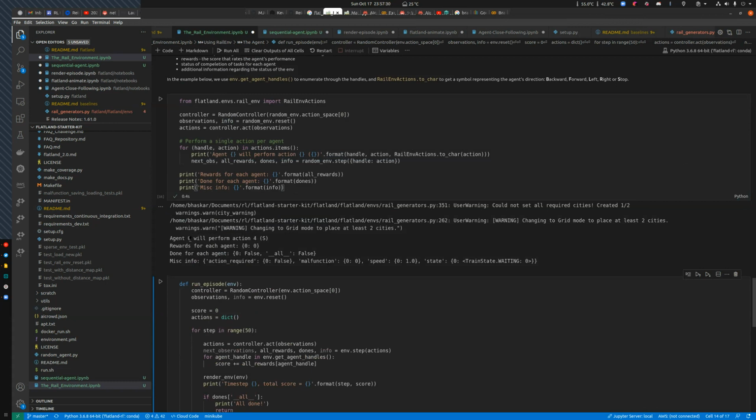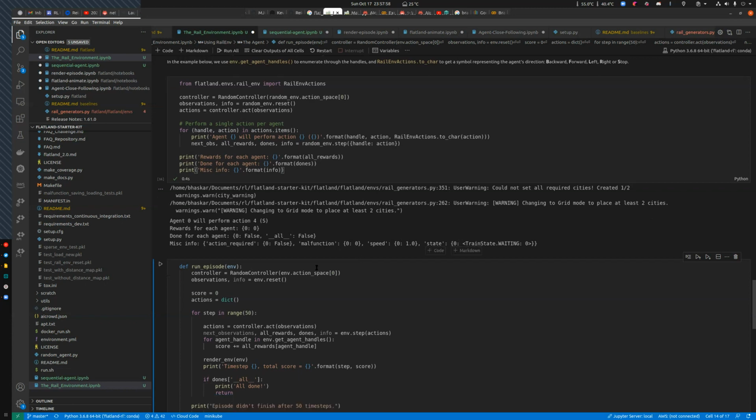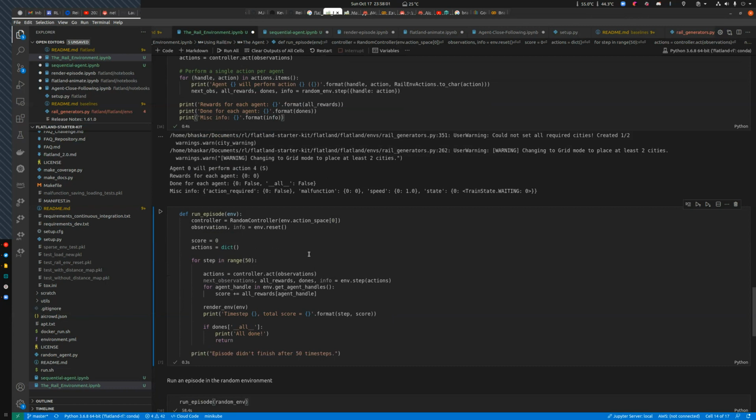So as you can see, agent 0 will perform action 4, that is stop. Rewards for each action are 0, 0, false. The number of dones for each agent, and the miscellaneous info, that is the action required, the state, and yeah, this information is required for our smooth handling of our trains, our agents.